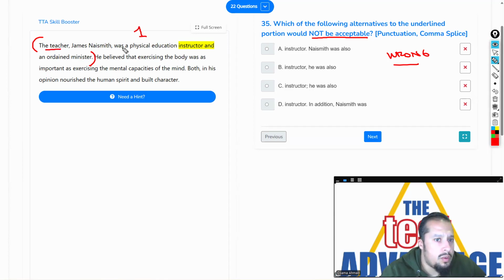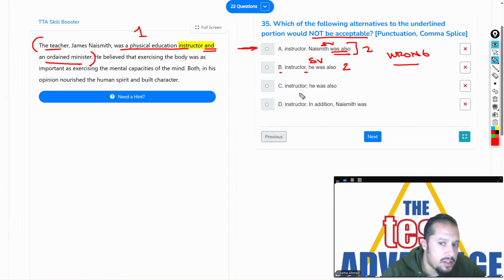The teacher was a physical education instructor and an ordained minister. Look at answer A now. There's a change. How many independent ideas are in answer A? Come now, be quick. There are two. We added a new subject and verb. How many independent ideas are in answer B? There's also two. We added a new subject and verb and put a comma.